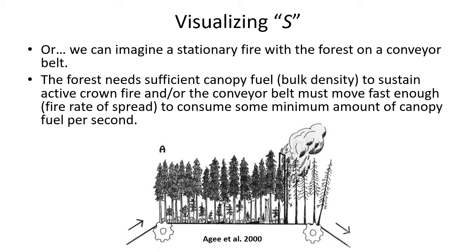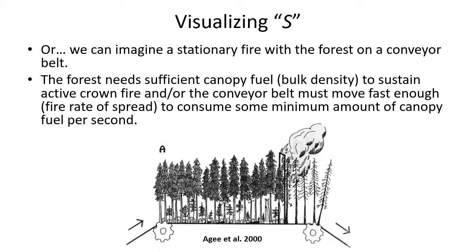An alternative visualization comes from AG. So we can imagine we've got some forest here sitting on a conveyor belt, and basically as that conveyor belt moves, the trees pass through this theoretical vertical plane. And basically, if trees don't pass through that plane fast enough, if enough fuel doesn't pass through that plane in a certain period of time, then there's not going to be enough energy for that fire to stay up in the crowns and propagate, right?